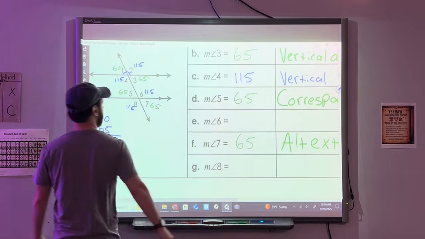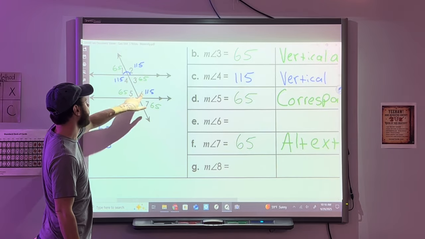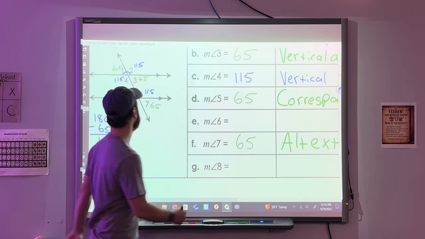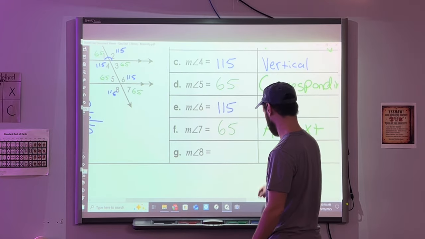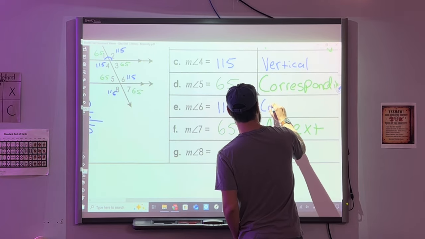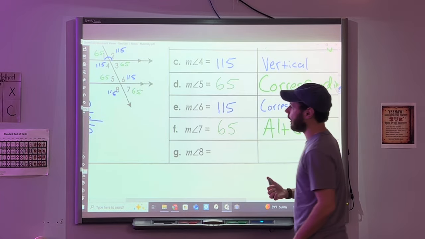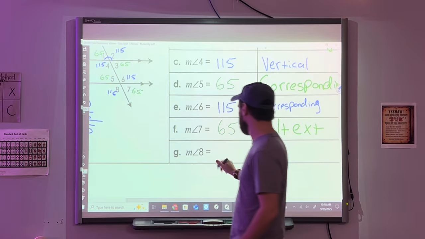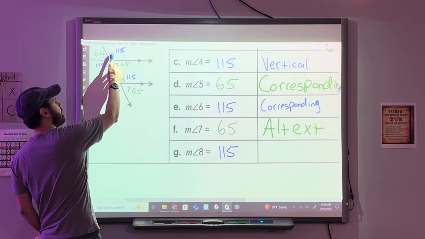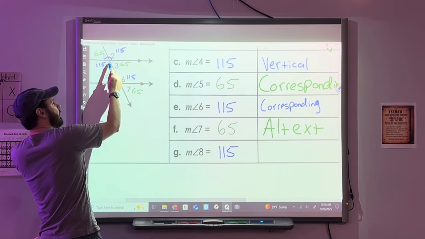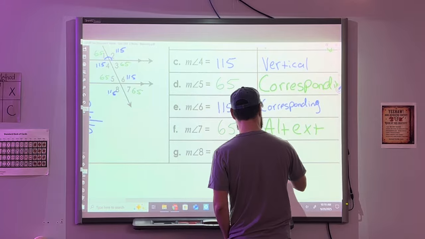I said 6 was 115. How does 6 relate to 2? Well, they're corresponding. They're both in the top right position, one on the outside, one on the inside. So 6 is 115 because it is corresponding to angle 2. And then 8 I said was 115. What was my reason? How did it relate to number 2? The same deal. They're on the outside, so I have exterior, and they're on opposite sides, so alternate exterior.